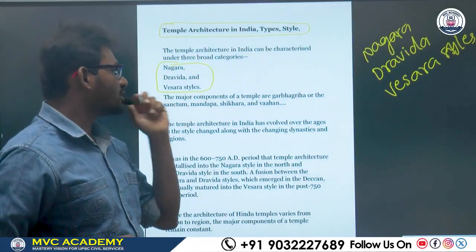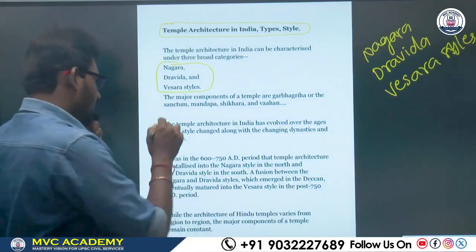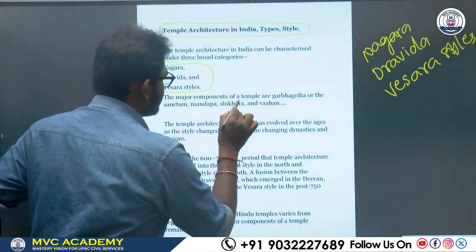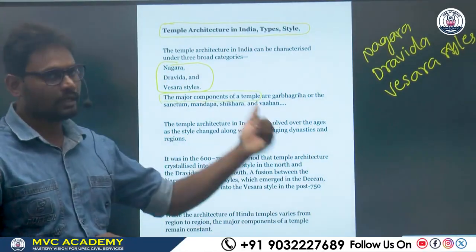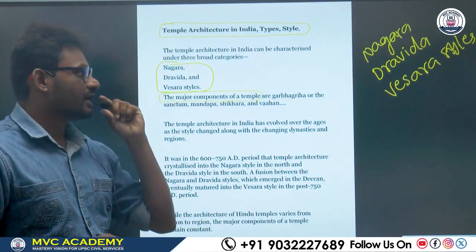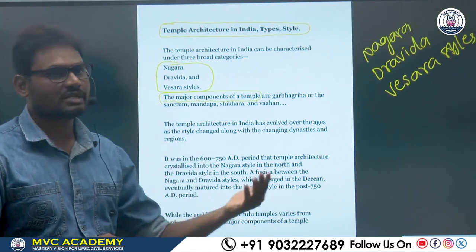So the major components of a temple are Garbhagriha or the sanctum. Here are the important components of a temple. Three temple styles are there. Number one Nagara, number two Dravida, number three Vesara styles.